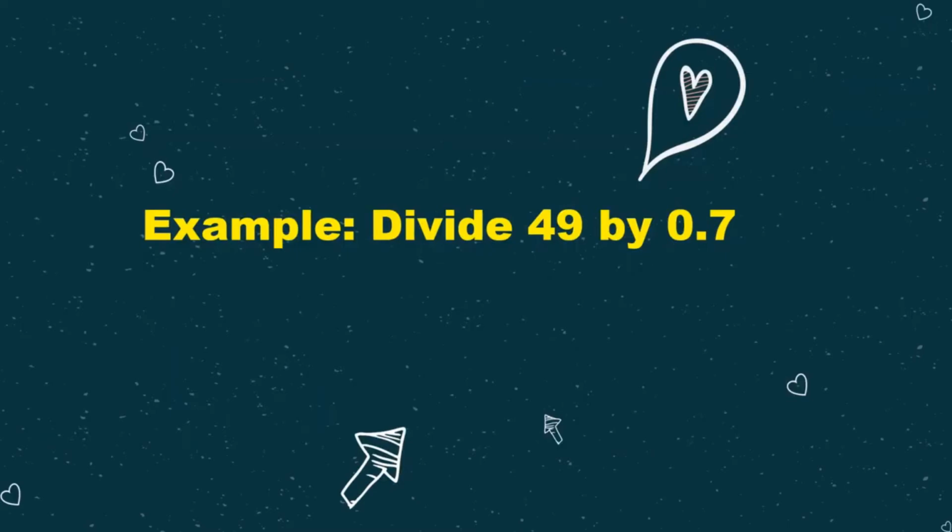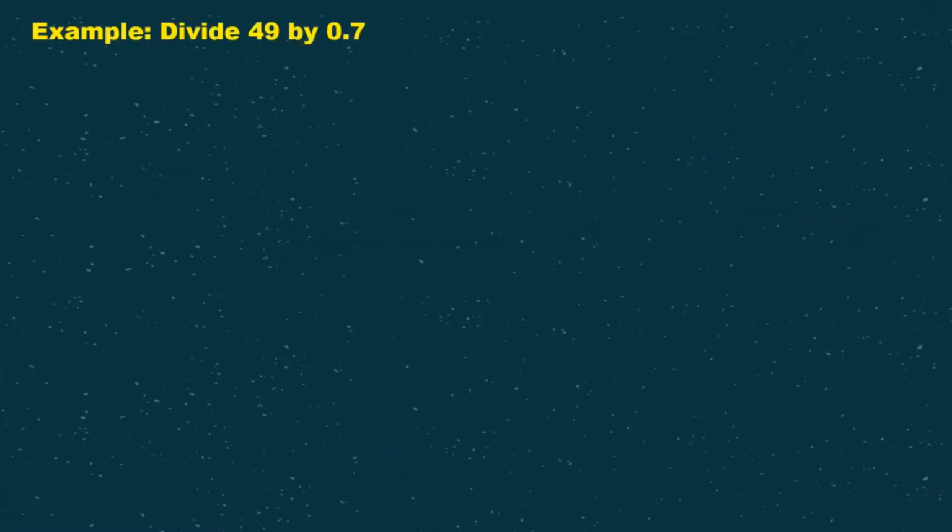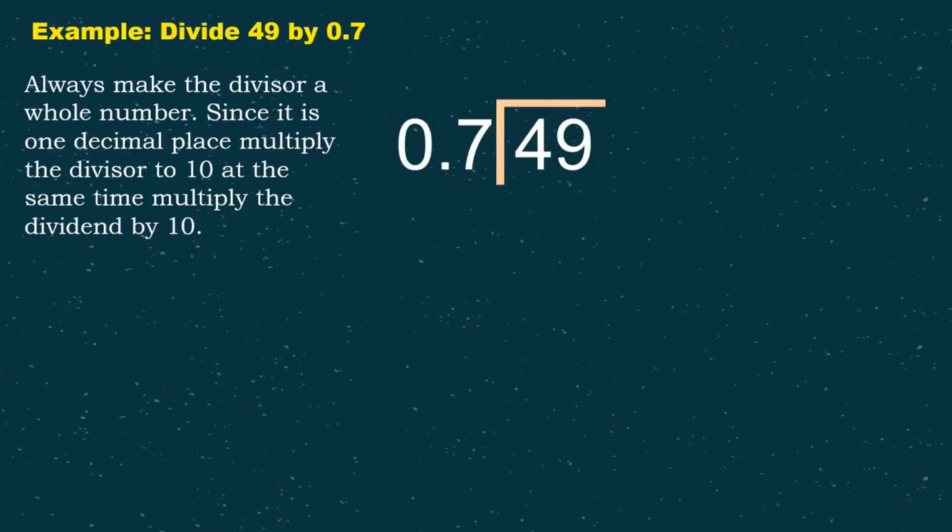Let's try this. Divide 49 by 0.7. To divide 49 by 0.7, always make the divisor a whole number. In this case, our divisor is 0.7. Since it is 1 decimal place, we need to multiply the divisor by 10. At the same time, we also need to multiply the dividend, which is 49 by 10.